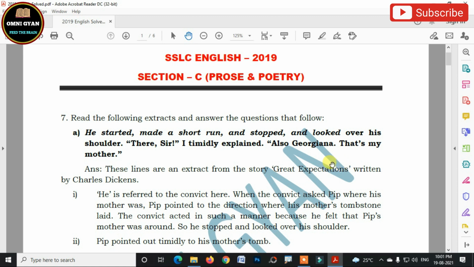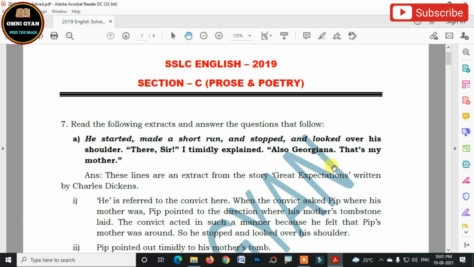So the 2020 question papers I have already solved and uploaded. I'll provide the link in the description box below. You can go and watch the 2020 SSLC English solved questions and answers. Just check out the description box below, I have provided the link there, in case you have missed 2020's English solved question answers.